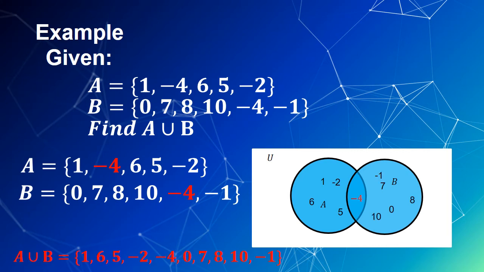So as you can see, all the elements are 1, 6, 5, negative 2, negative 4, 0, 7, 8, 10, and negative 1. So this is the answer: the union of sets A and B is 1, 6, 5, negative 2, negative 4, 0, 7, 8, 10, and negative 1. I highlighted negative 4 since negative 4 is present in both sets, so I will not be writing this one twice in the final answer.